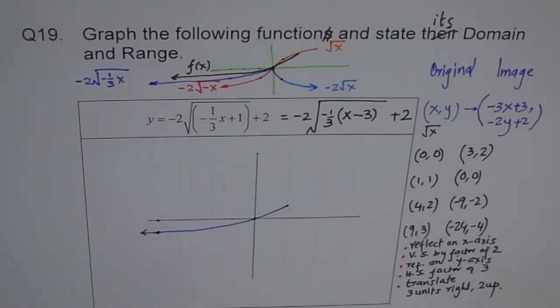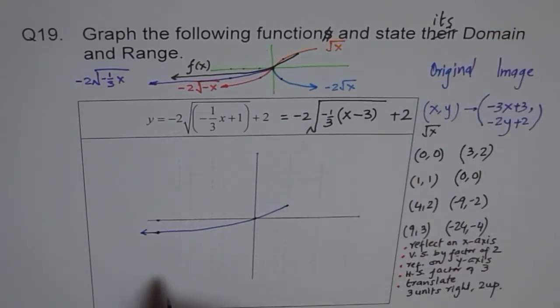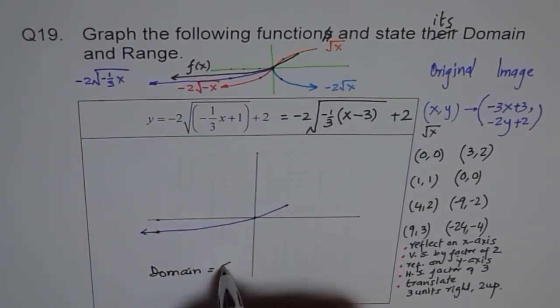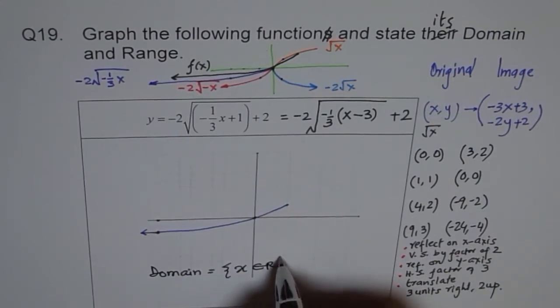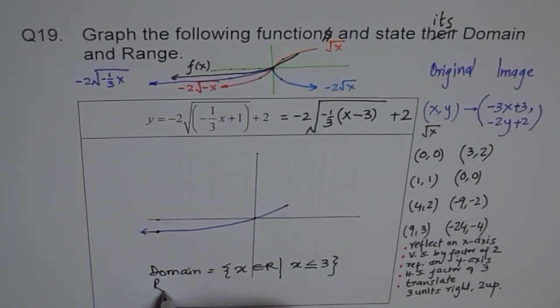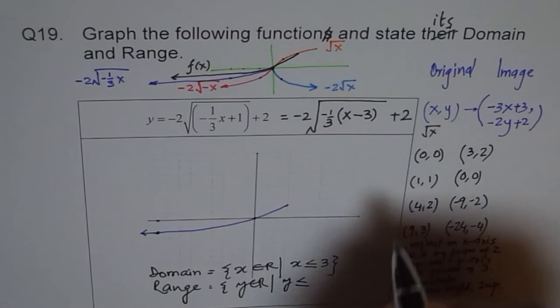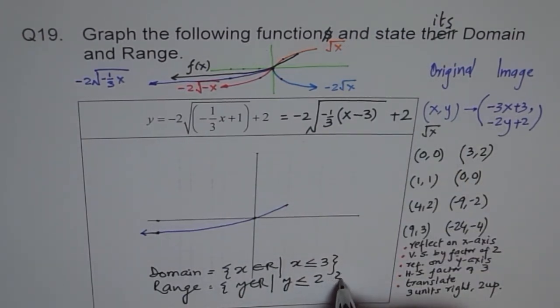Now last is domain and range, correct? From here also you can see what the domain and range are. So you can write down here, domain is x belongs to real numbers, where x is less than or equal to 3, correct? And range is y belongs to real numbers, where y is less than or equal to 2, correct? That's the domain and range for the function.